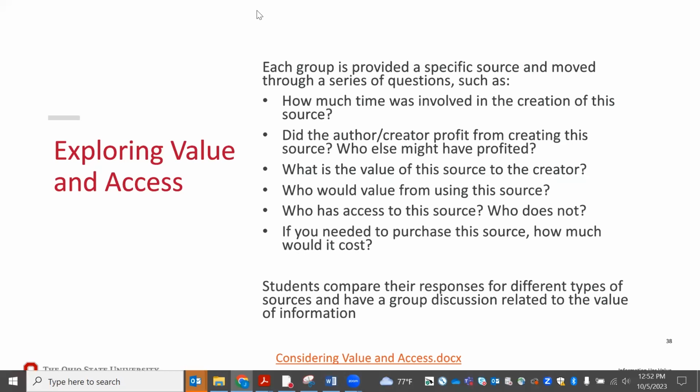Yeah, Rebecca, I once had a student who thought researchers get the money every time her article is purchased. Yes, absolutely.